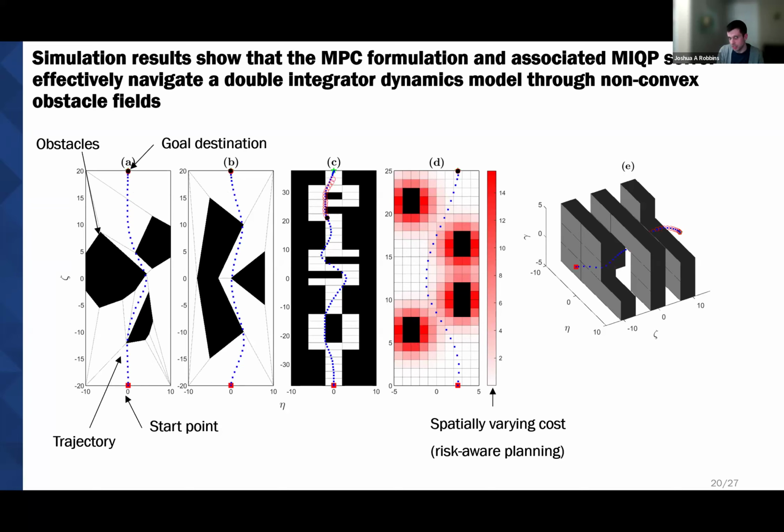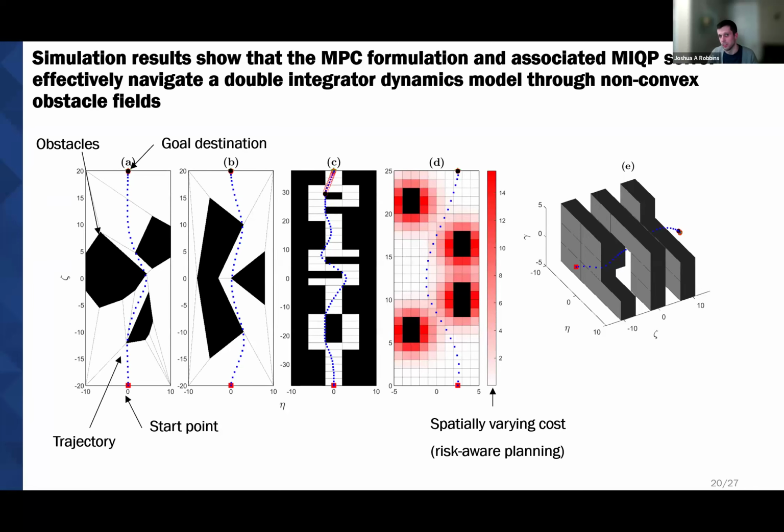So the leftmost two examples here are polytopic maps, where we're using a vertex representation scheme to get the hybrid zonotope representation. Maps C, D, and E are all occupancy grid maps. Map C is a binary occupancy grid, and map D is an occupancy grid where we have spatially varying cost.